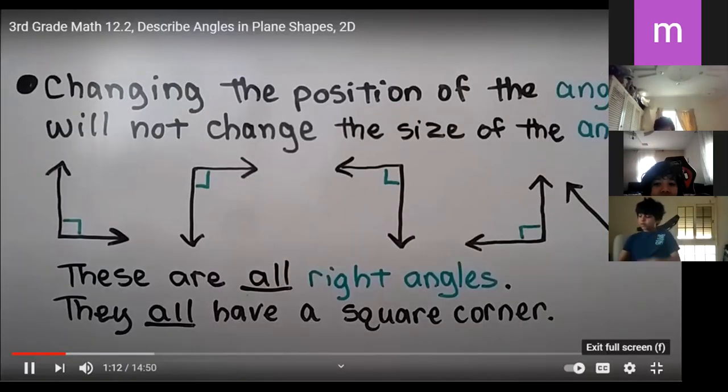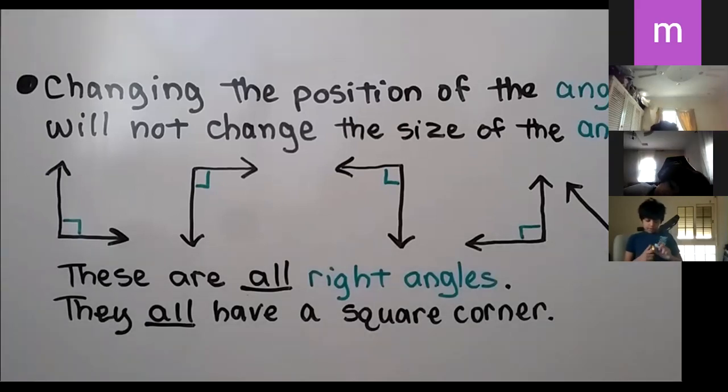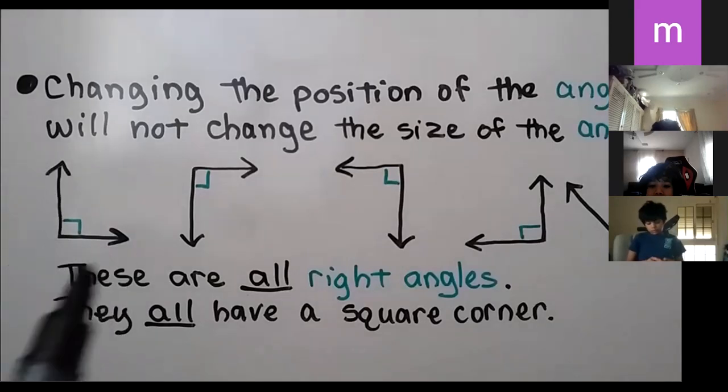Changing the position of the angle will not change the size of the angle. So these are all right angles. They all have a square corner. It doesn't matter what direction the rays, the arrows, are pointing. They have a square corner, so they're all right angles.